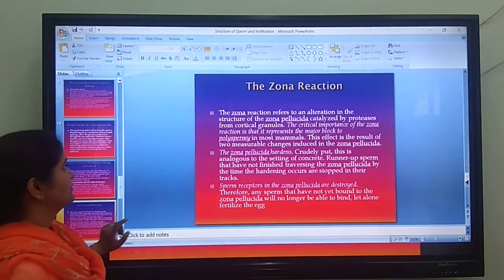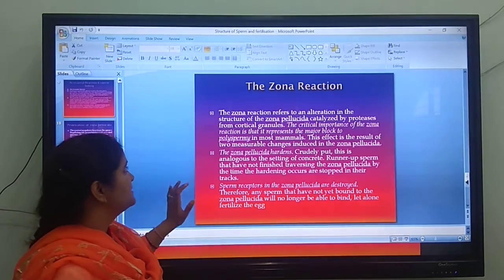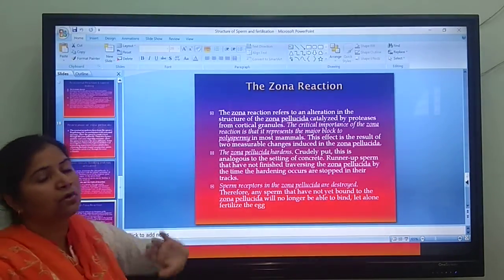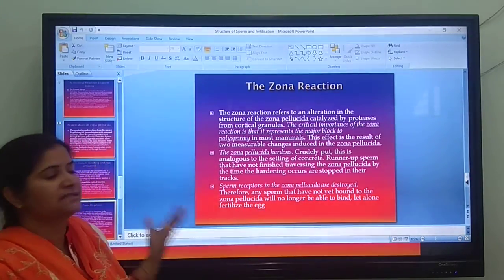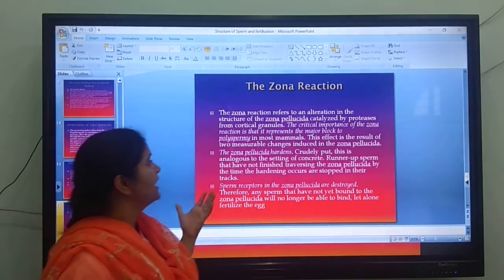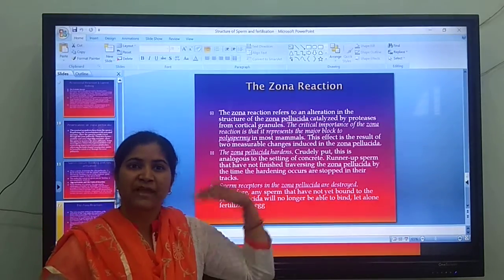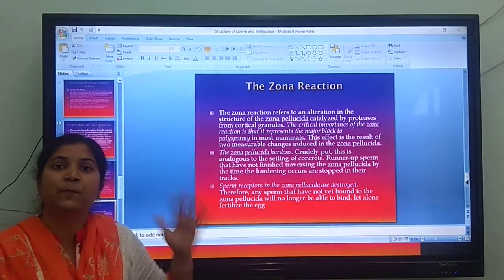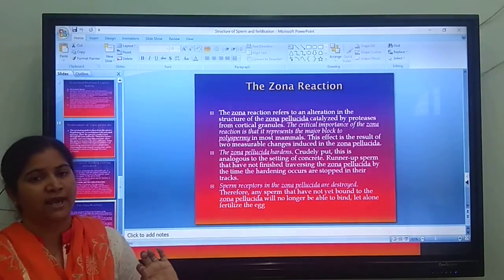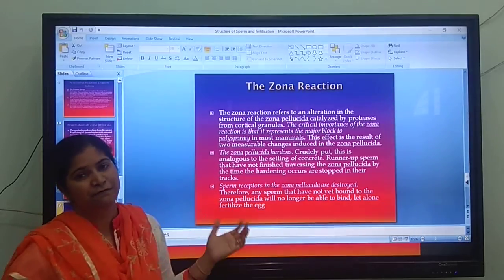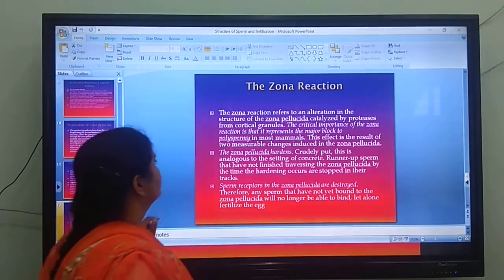Now, the zona reaction. The zona reaction refers to an alteration in the structure of the zona pellucida catalyzed by the proteases of the cortical granules. The cortical granules ejected from the plasma membrane of the egg contain protein-digesting enzymes. They will carry out chemical reactions within the next few seconds so that polyspermy is avoided. This means if the first sperm has fused with the egg, no other sperm can fuse. This is called the block to polyspermy.